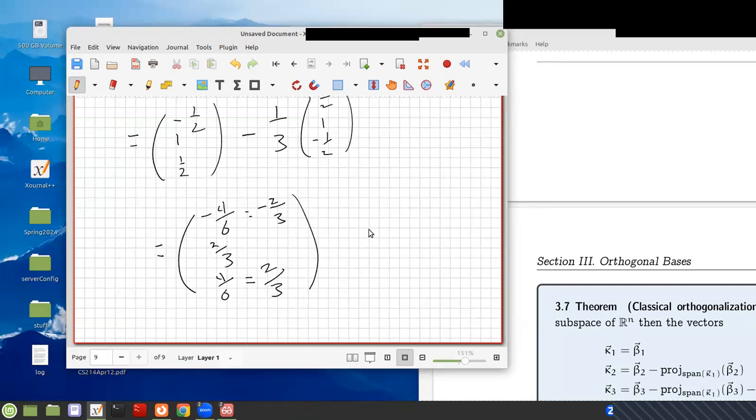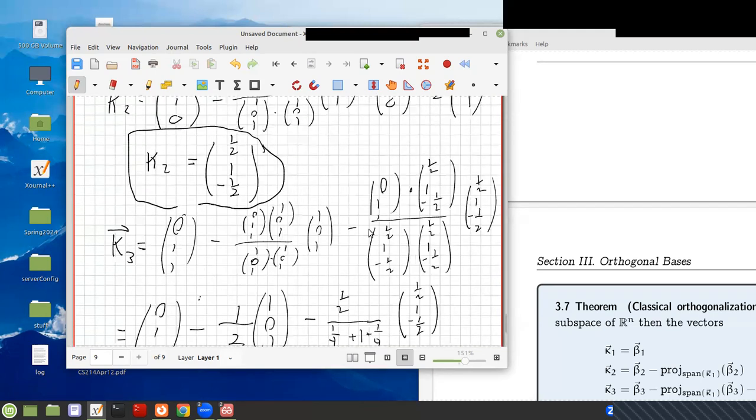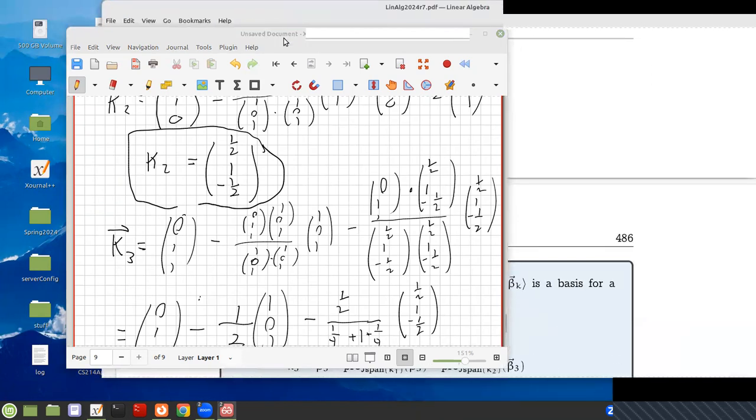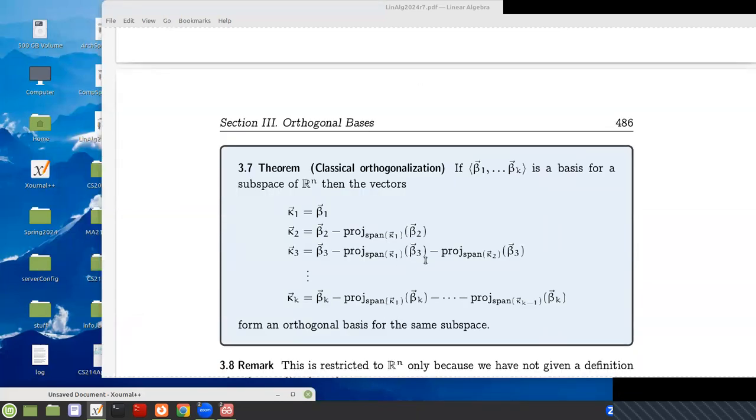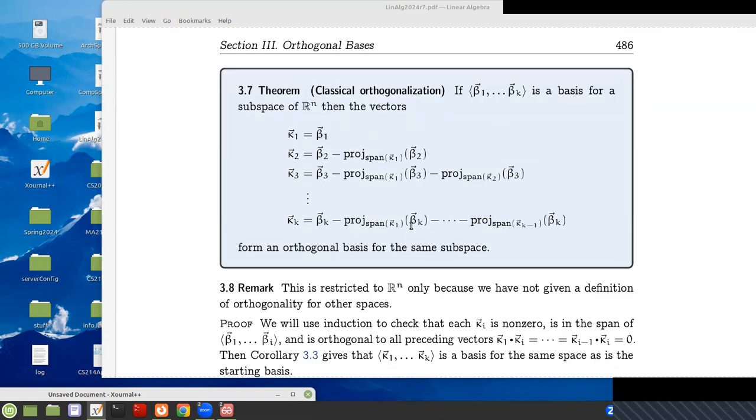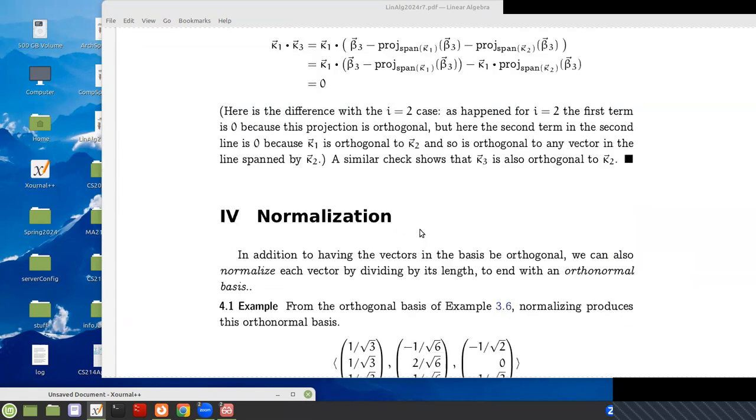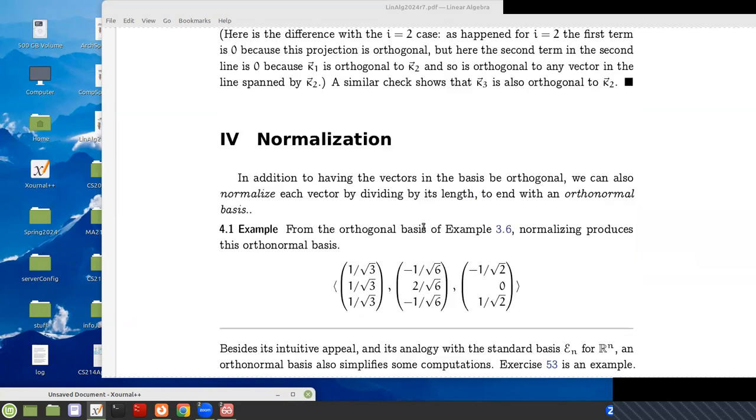So you can see that the smart thing to do is do this on a computer, right? What do you mean? Well, you could, if you had a dot product function. That's one of the advantages of it. And so here is the general procedure: k3 is beta 3 minus the projection of beta 3 on k1, minus the projection of beta 3 on k2, and you just keep going, right? So that's the procedure. There's nothing more to it, and obviously we're not going to do a basis with 4 vectors.